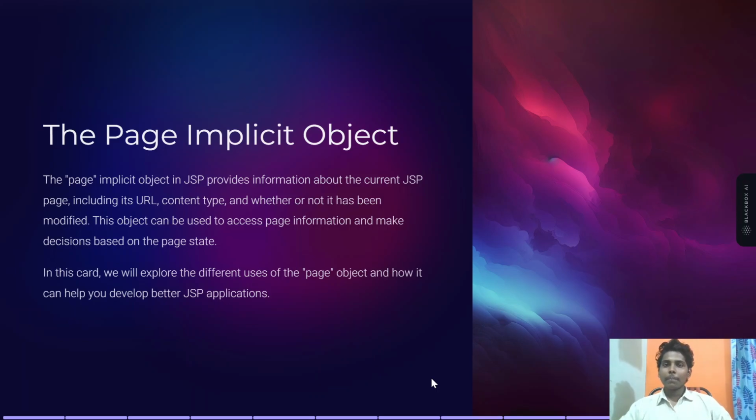So in this way, the implicit objects are available in JSP, Java Server Pages. These are the 9 implicit objects we discussed here.